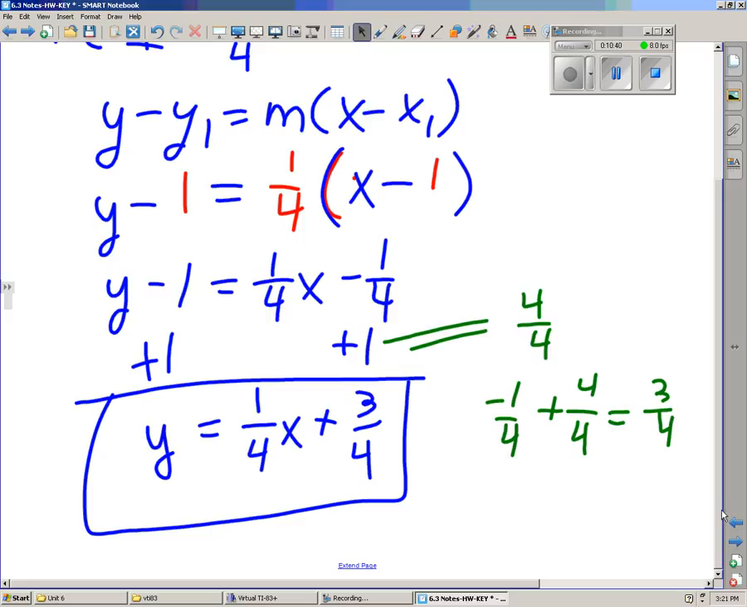Okay, so there you go. You can use point slope form. You can use slope intercept form. I don't care. My preference is point slope. You should recognize and know how to do both.